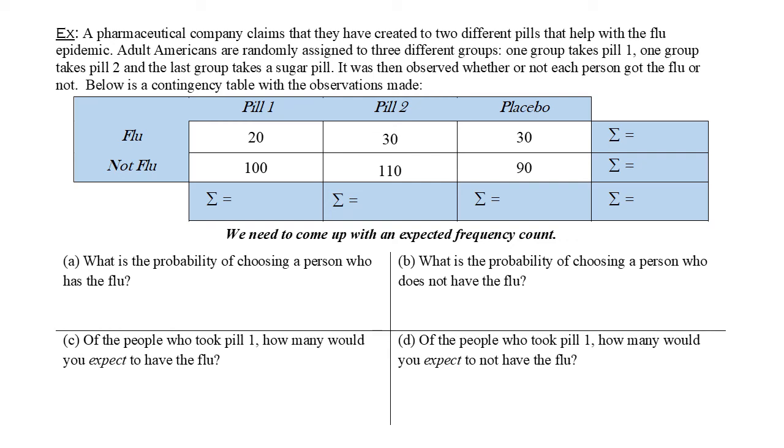So let's look at an example where we can perform our test for independence. In this example, a pharmaceutical company claims that they have created two different pills that help with the flu.